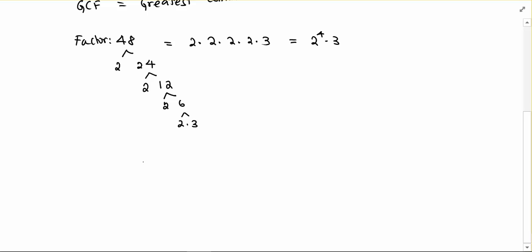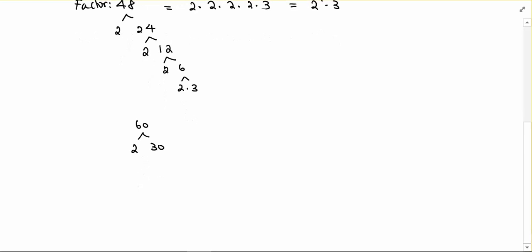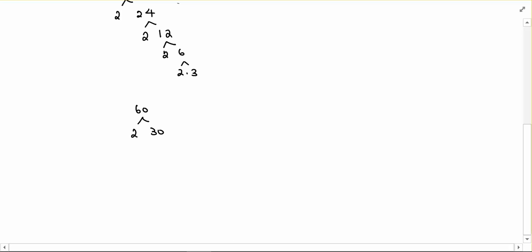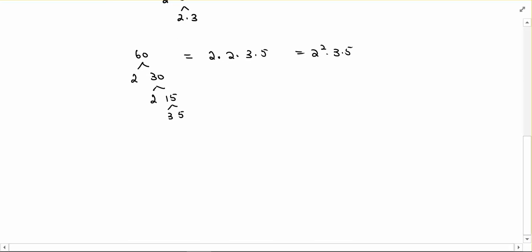Let's also find the factors of the number 60. Again 60 is even, so 2 and 30. There are other ways to break it apart, but no matter what you did, you're going to end up with this result at the end. 30 can be factored as 2 and 15, and 15 can be factored as 3 and 5. So 60 is 2 times 2 times 3 times 5, which is 2 squared times 3 times 5. Alright, so next, what is this thing called the greatest common factor?